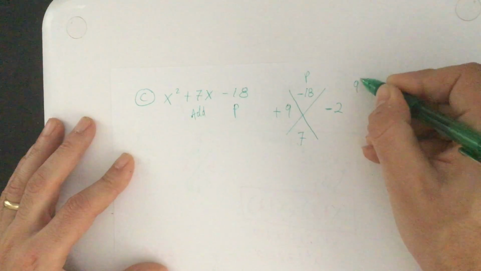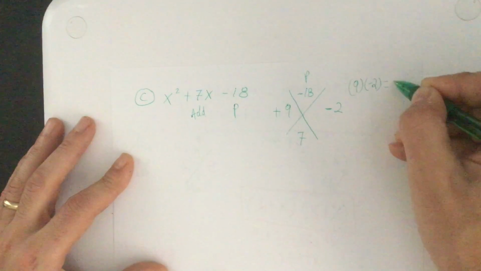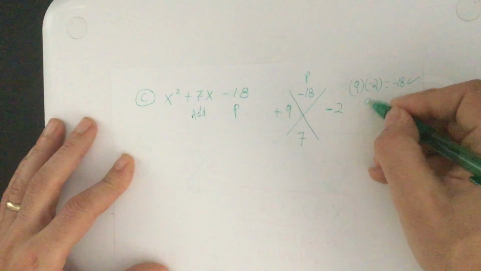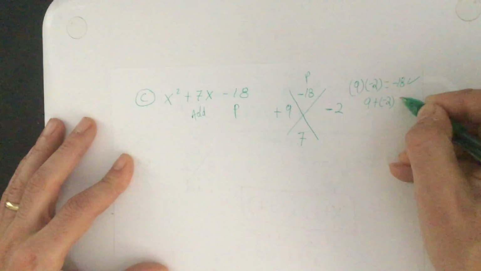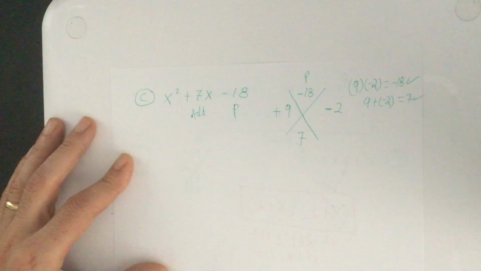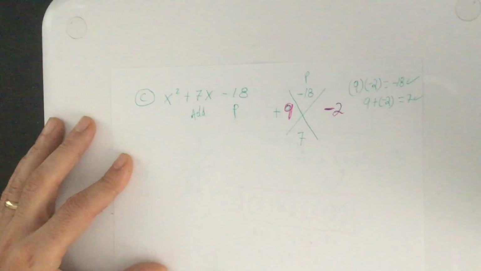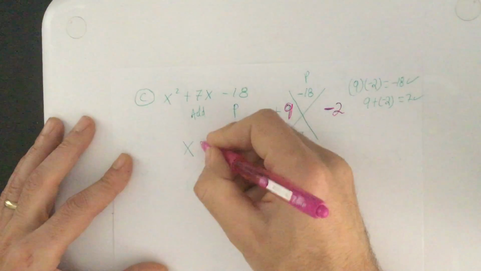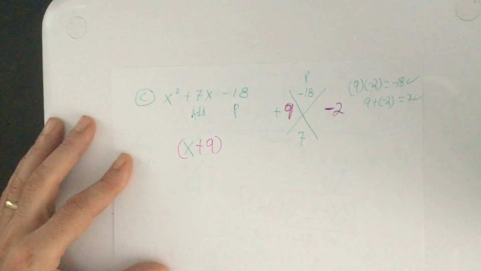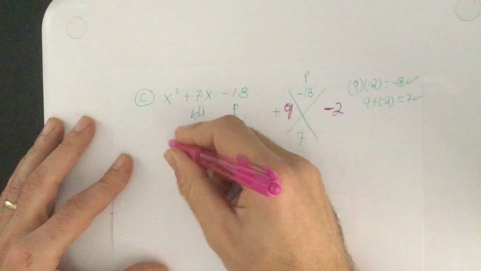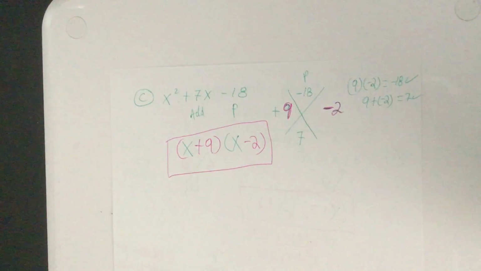See, 9 times negative 2 gives you negative 18. Checks. And 9 plus negative 2, or 9 minus 2, gives you 7. Checks. So those are the numbers: positive 9, negative 2. So my answer is going to be x plus 9 times x minus 2. And again, if you do the FOIL method or the distributive property twice, you should be able to get the original trinomial.